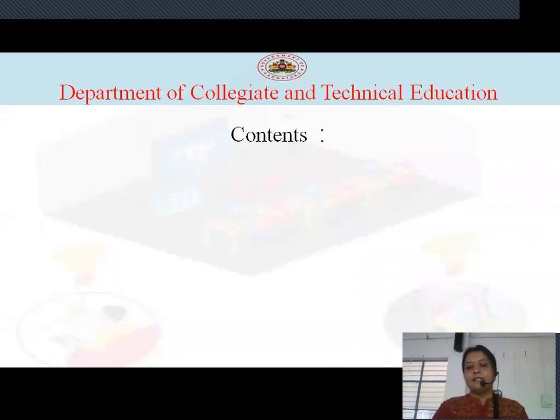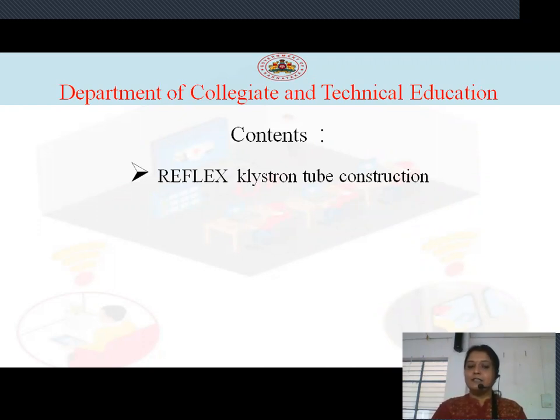The contents which we are going to cover: first, the reflex Klystron tube construction, working and the applications.